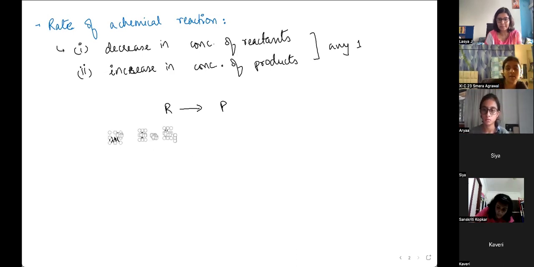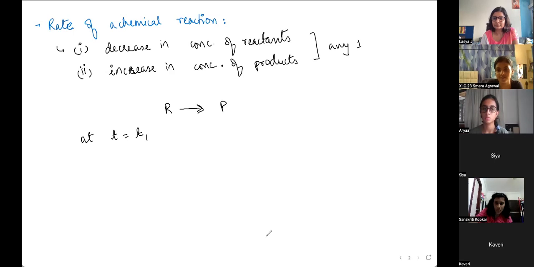I have a silly doubt, but won't a decrease in concentration of reactants mean an increase in concentration of products? Yeah, not silly at all. They both are the same thing, right? Yeah, that's why you can use either one. It won't make a difference.